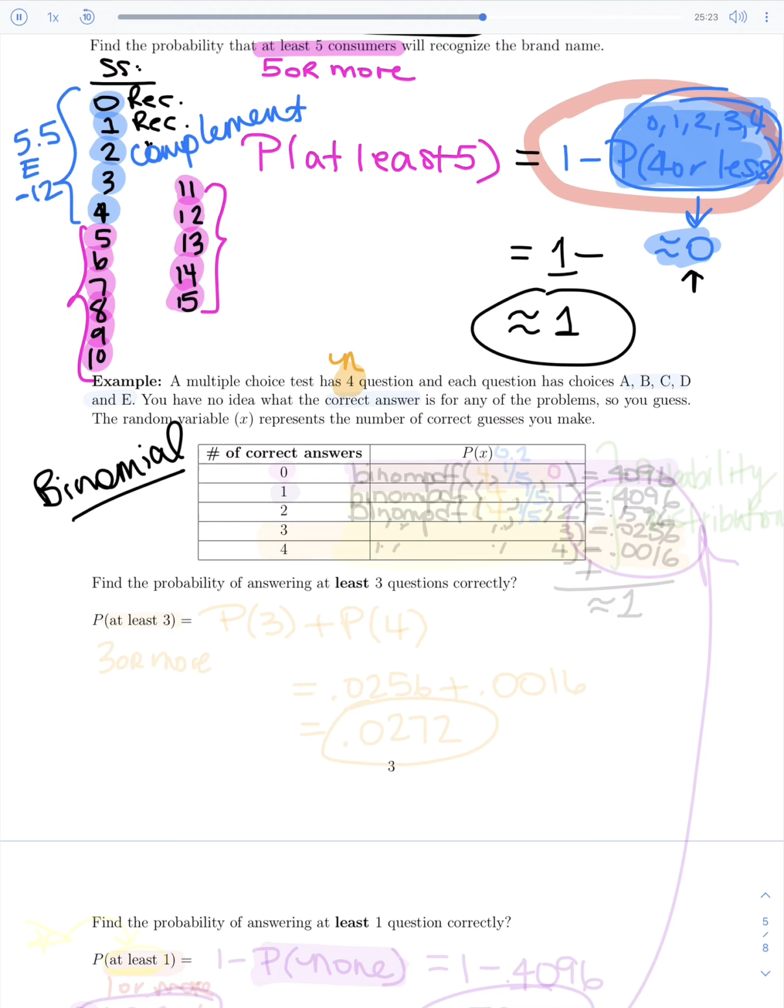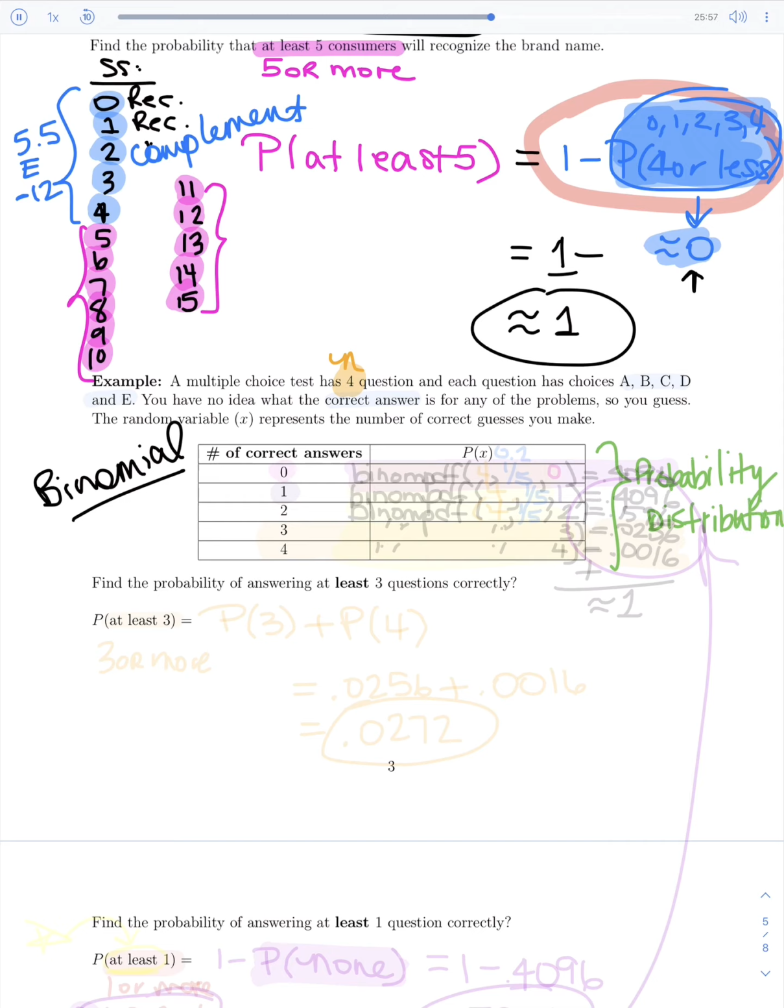Bi means 2 choices. And the probability also with binomials needs to stay the same. Your chances of getting any question right is going to be the same. It's always 1 out of 5. Your chances of getting it wrong are always 4 out of 5. From problem to problem to problem, that never changes. So what we would like to do is go ahead and fill in this probability distribution. Remember the fancy term, so that we can go ahead and answer some questions. But that means that we're going to have to go ahead and do quite a few binom PDFs.